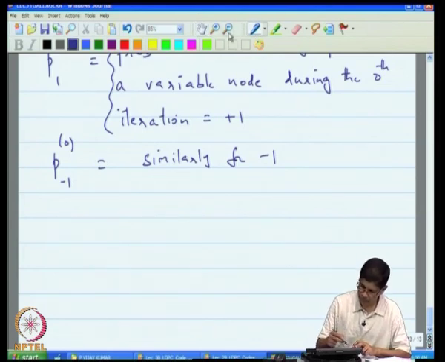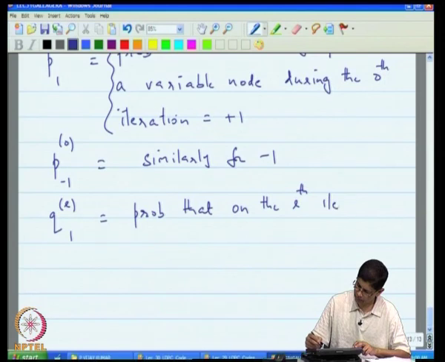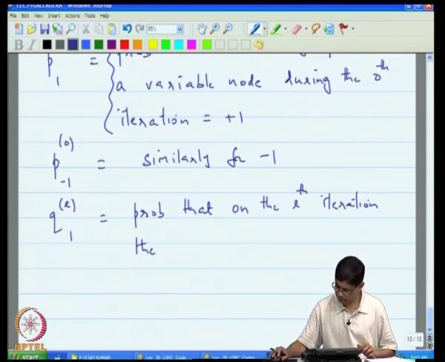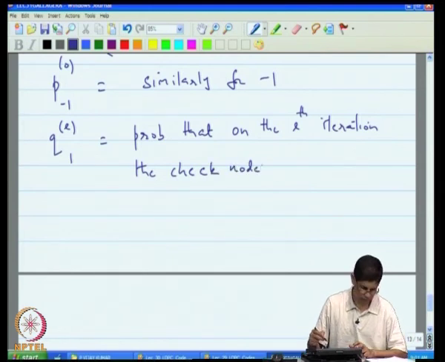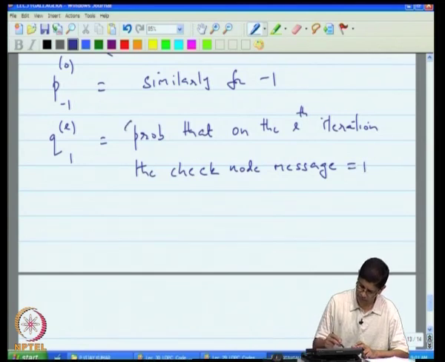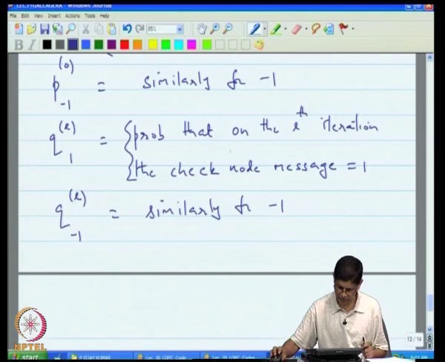And similarly, Q 1 of L is the probability that on the Lth iteration the check node message is equal to 1, and similarly for minus 1. Okay, so, you would have Q minus 1 of L. Now, once we have that, it is possible to iteratively determine these expressions.